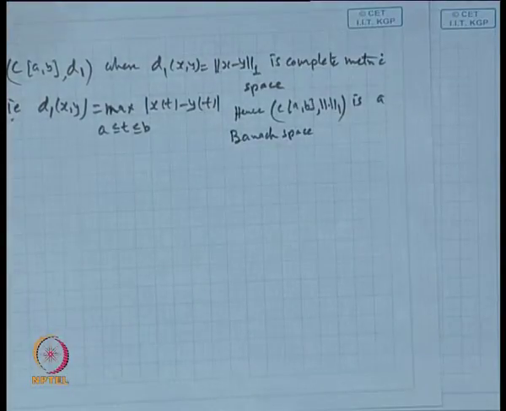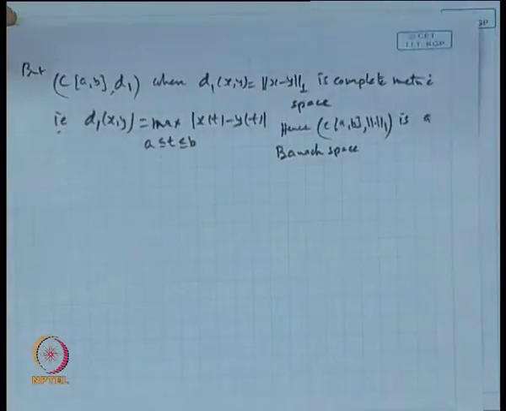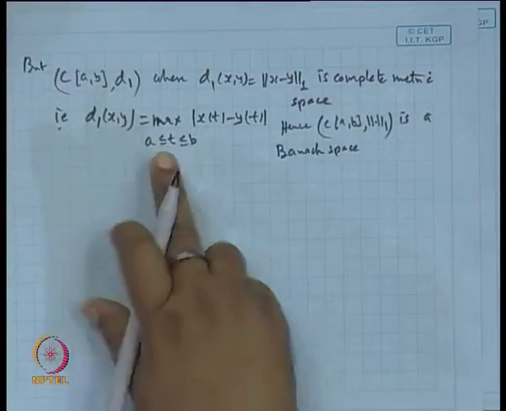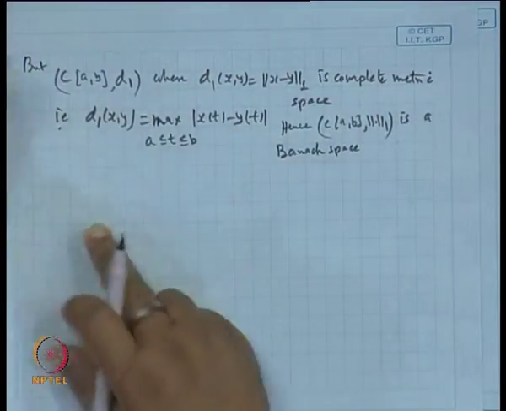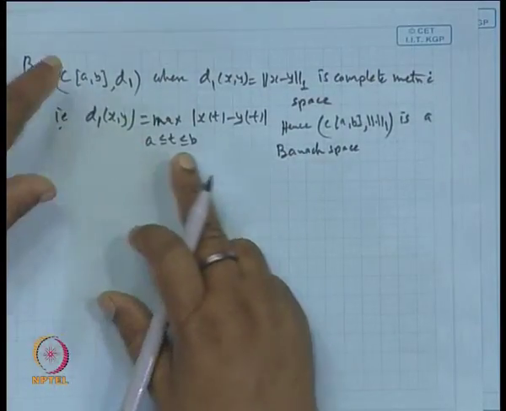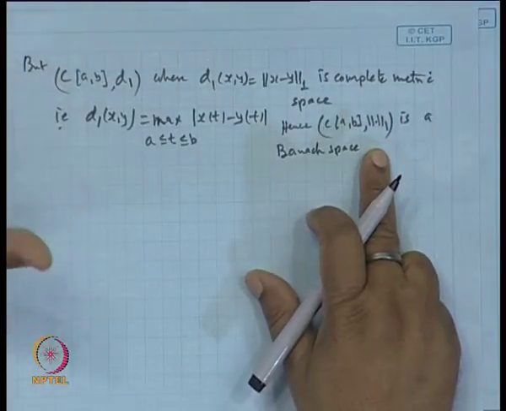Is a Banach space. Because this we have already verified in the metric space, then if the metric is defined in this fashion, it forms a complete metric space. So, the corresponding norm is a Banach space.